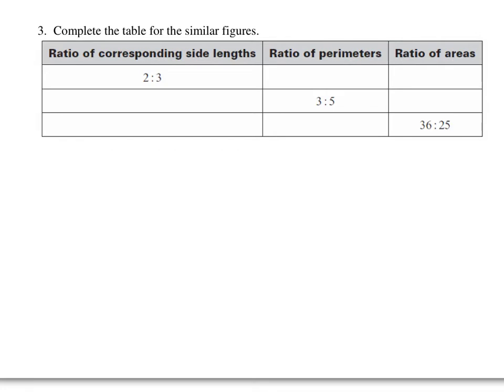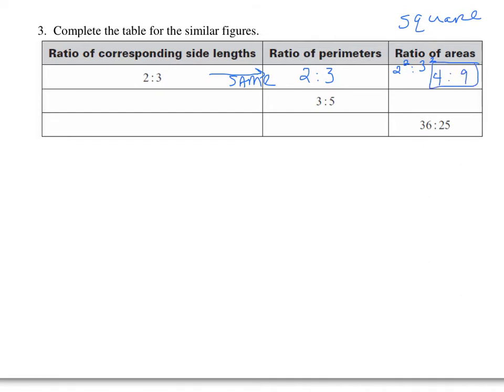On this chart, you're going to see something like this in your homework in the textbook, where we need to fill in the missing boxes given the different ratios. In this first one, the corresponding side length ratio is 2 to 3. If you remember, the ratio of our perimeters is going to be the same number, so 2 to 3. For the ratio of the areas, we need to square both of those numbers, 2 squared and 3 squared, so 4 to 9 is my answer.